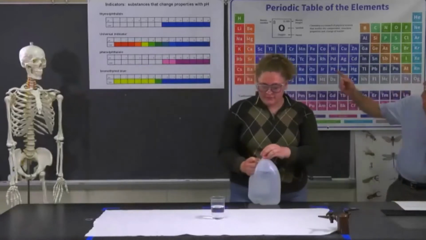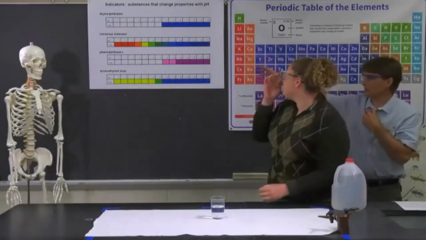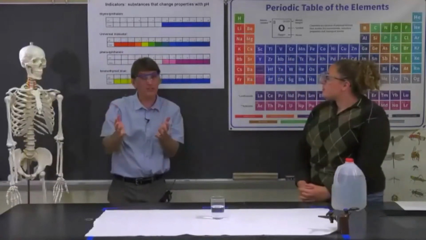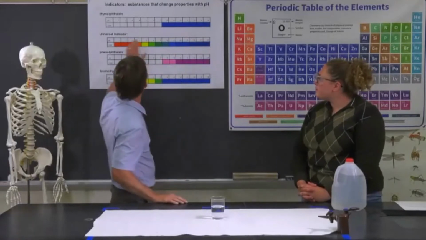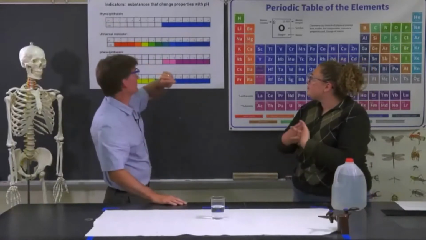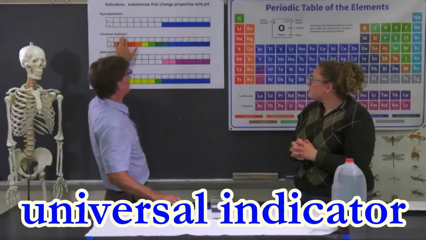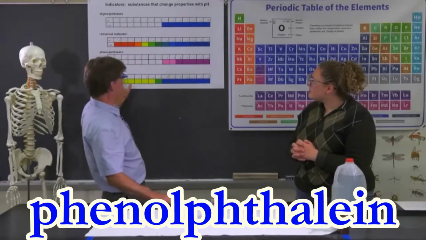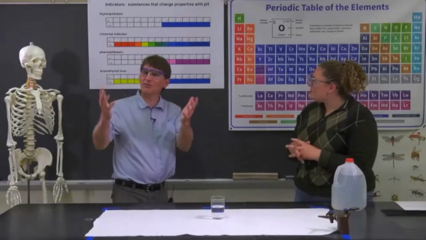Why don't you pick one of these? We call these indicators. Indicators are substances that change color depending on whether they're in an acid or a base. We've got phenolphthalein, universal indicator, and bromothymol blue. Boy, those are big words, but we're just going to focus on the colors.